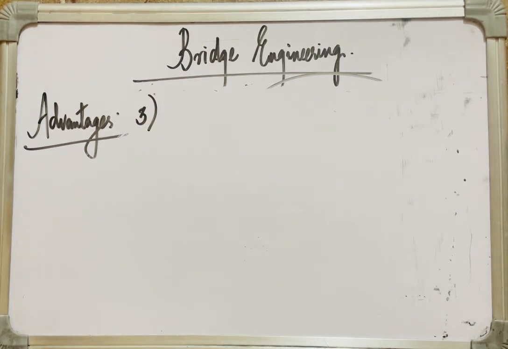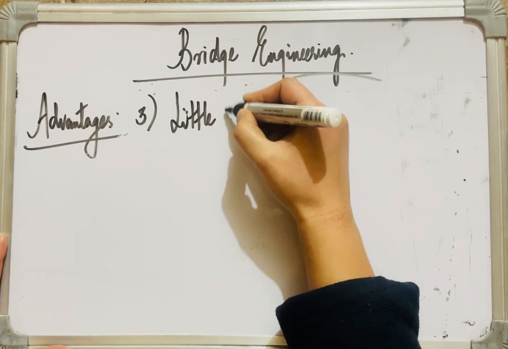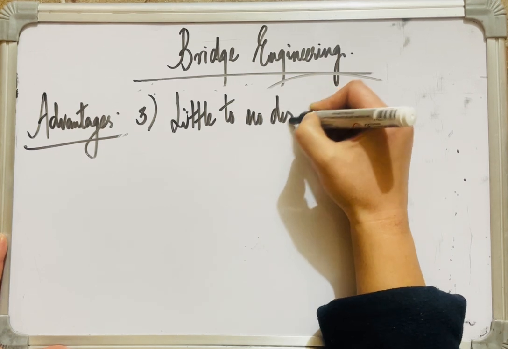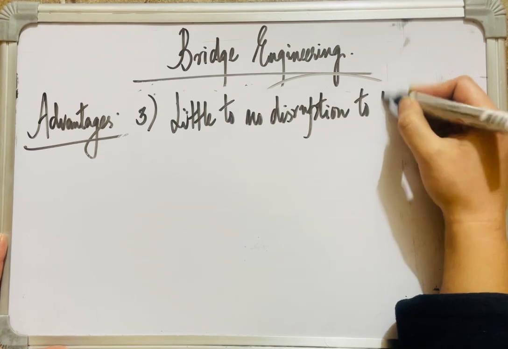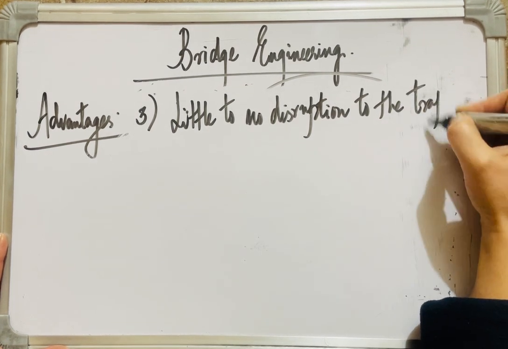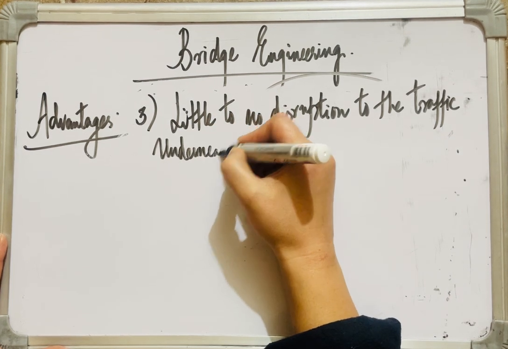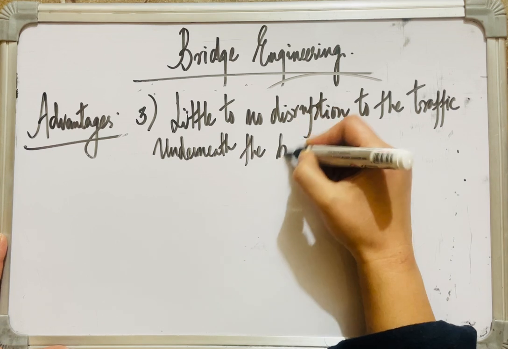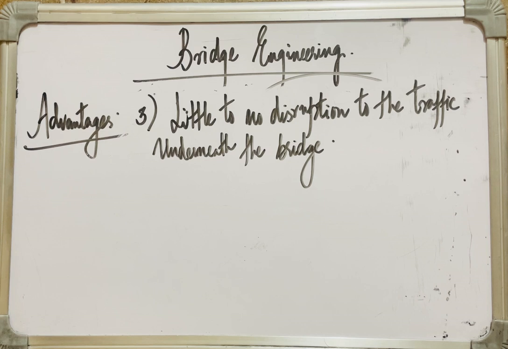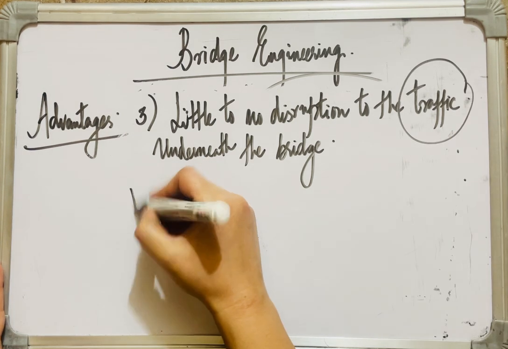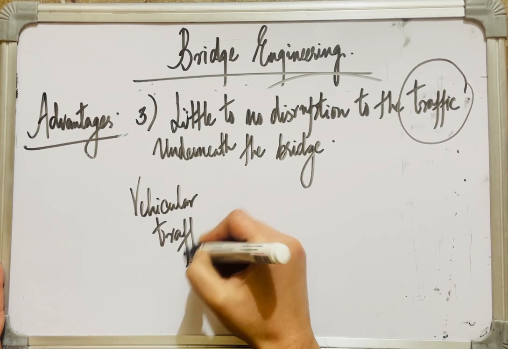Little to no disruption to the traffic underneath the bridge. There is little to no disruption to the traffic underneath the bridge. By this traffic, I don't mean vehicular traffic, but I mean river traffic.